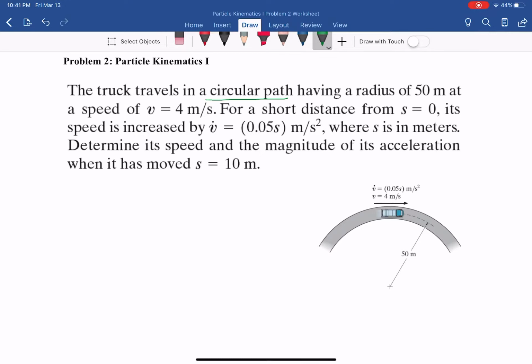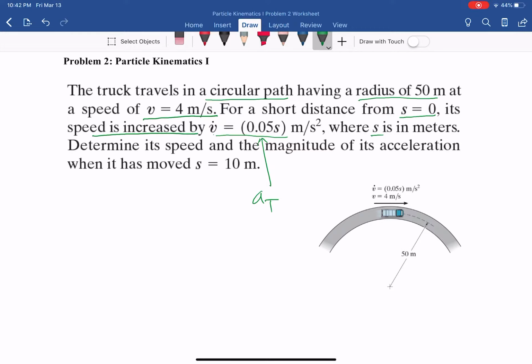And they give you the geometry of this curve, the radius 50 meter, and the initial speed 4 meter per second. From the initial distance, s equals 0, the speed increases, so the change in speed, v dot, equals 0.05 s. And in this case, as you can see, it is distance, not seconds. So the change in speed, basically, will be the tangential component of the acceleration, where s is in meter, standing for the distance.